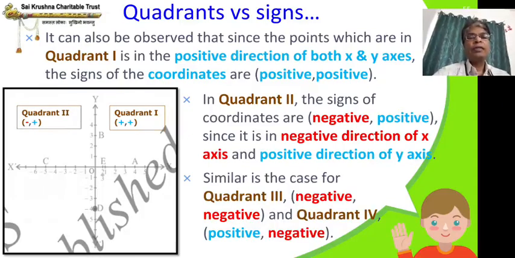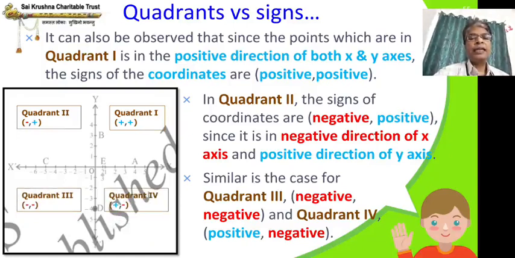Similarly, in quadrant 3 both are negative. In quadrant 4, x is positive and y is negative. So, the ordinate is negative whereas the abscissa is positive. You can again pause the video and note down this quadrant versus signs table, which is very useful, but it is only for initial information. Once you start practicing many examples, it is very easy to understand. This is a very simple definition and there is nothing complicated in this.